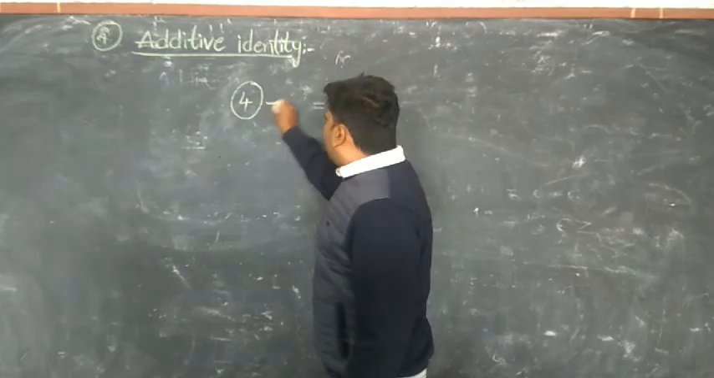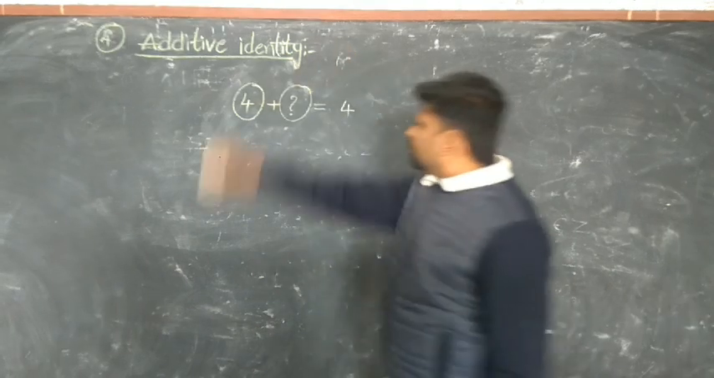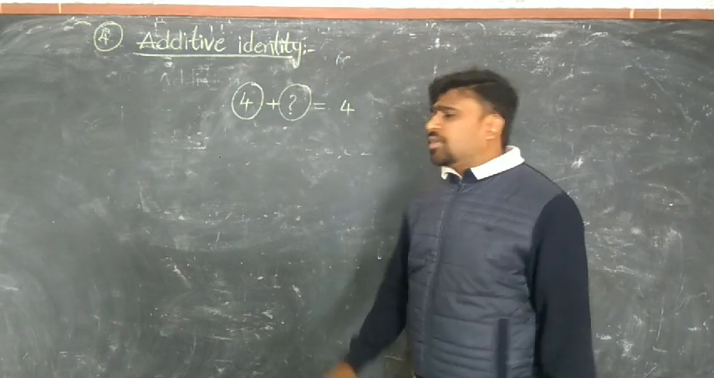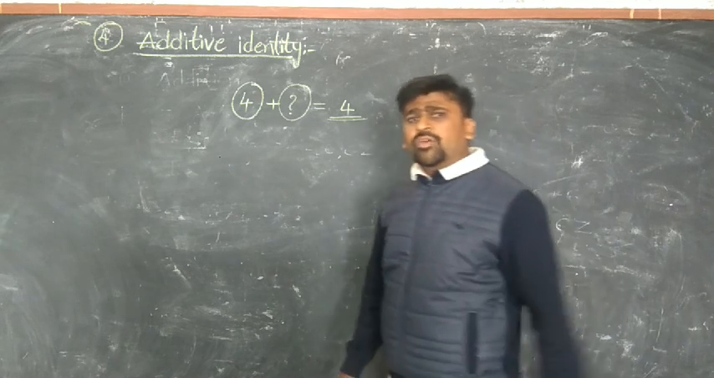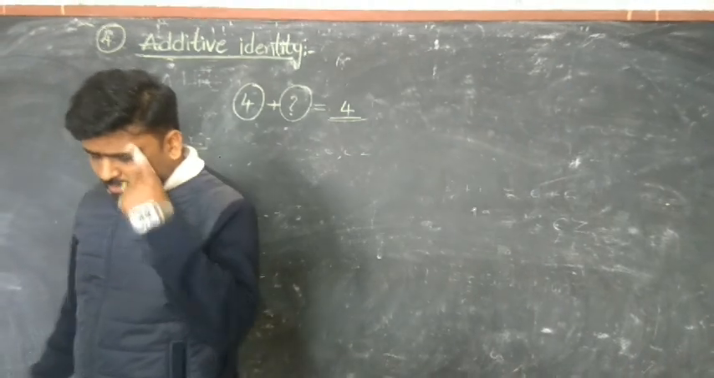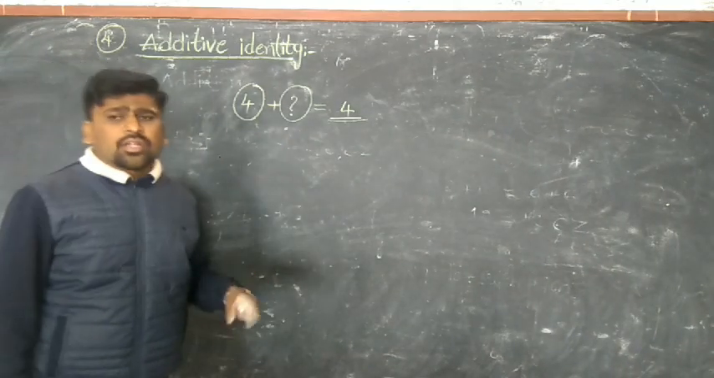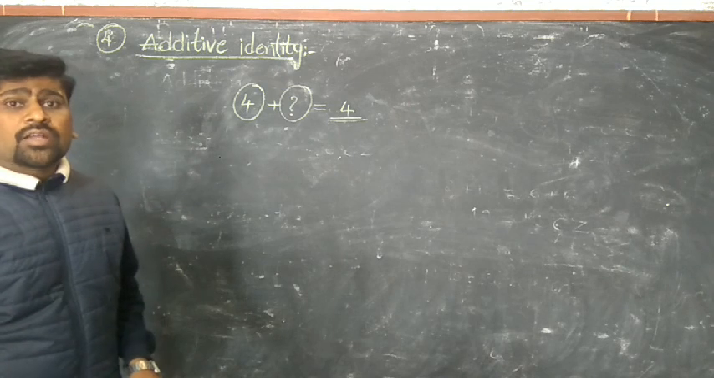Clear? Same answer should come, then how much do we have to add? How much we have to add? The resulting answer is equal to 4. How much we have to add? Think. How much we have to add? The final answer will be the same.